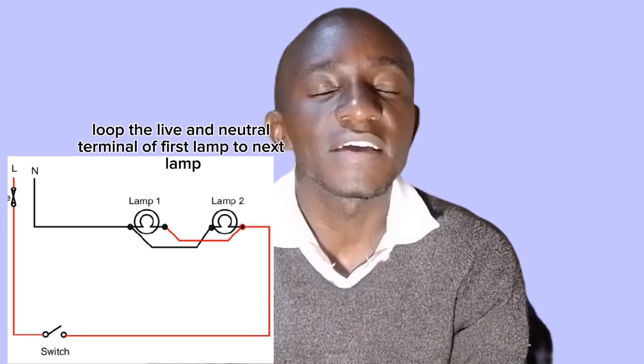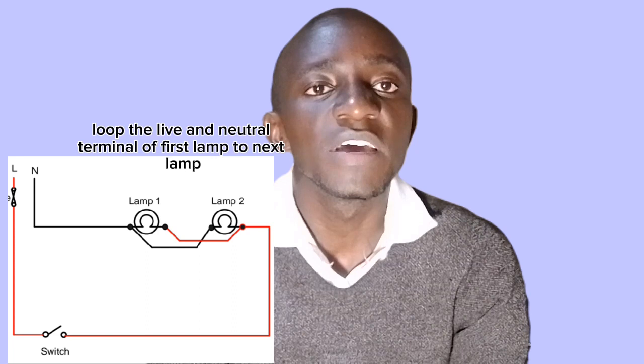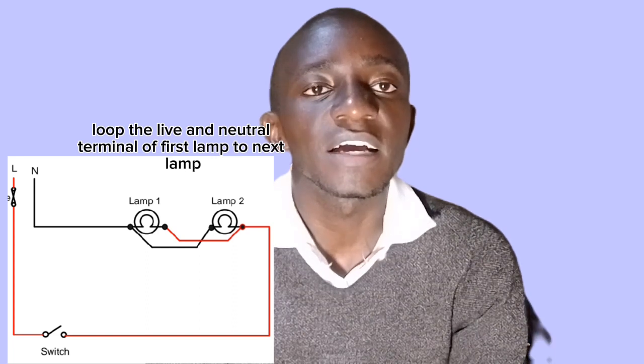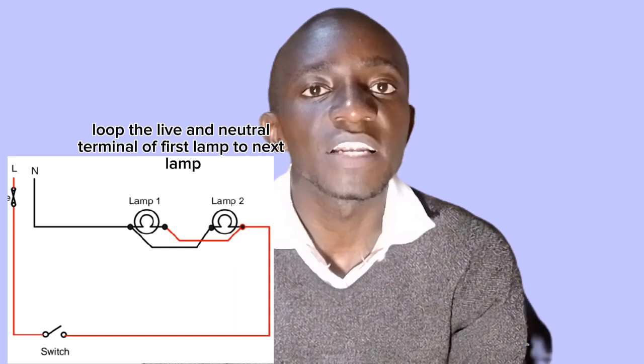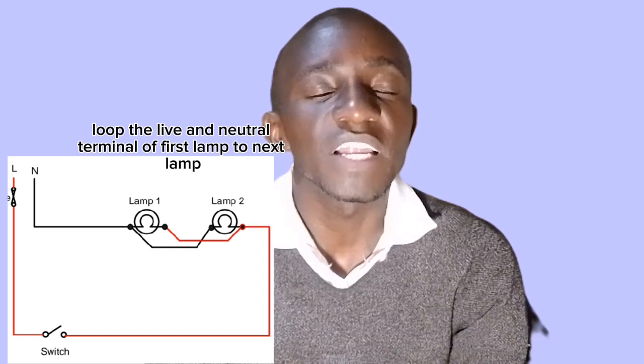If you want that one-way switch to control multiple lamps, the procedure is the same, only that after connecting the way I have explained, you loop the neutral of the first lamp to the neutral of the second lamp, then to the neutral of the third lamp, and to the neutral of the last lamp. Then for the live you do the same, loop the live of the first lamp to the live of the second lamp, to the live of all the way to the last lamp. That's how we connect a one-way switch.